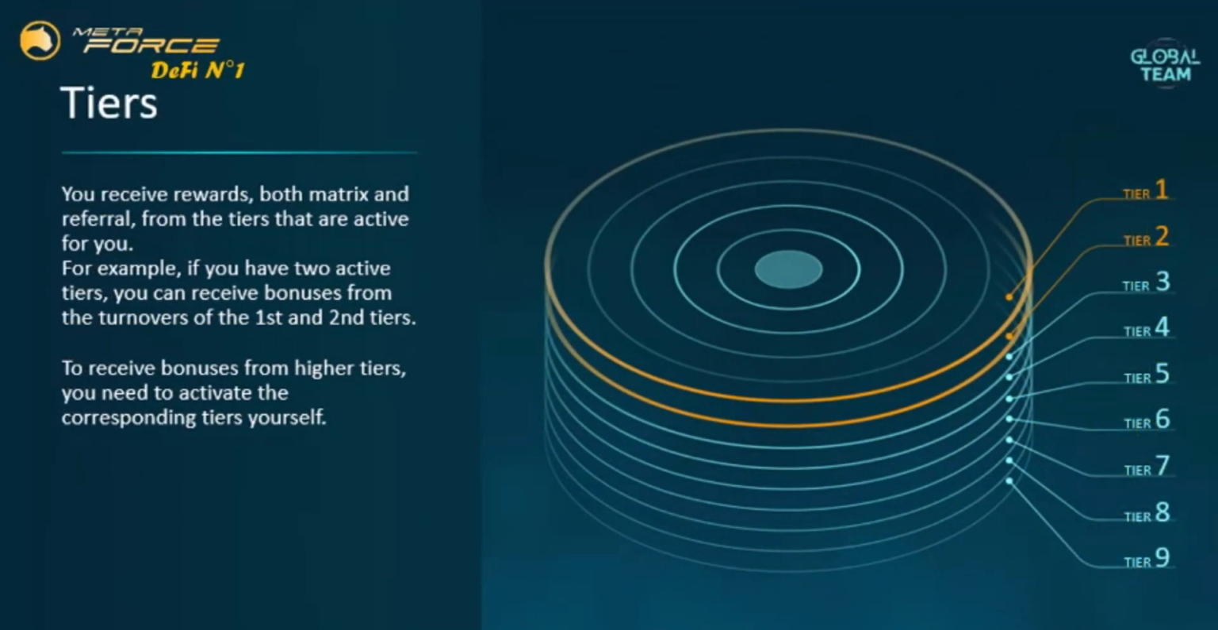Tier. You receive rewards, both matrix and referral, from the tiers that are active for you. For example, if you have 2 active tiers, you can receive bonuses from the turnovers of the first 2 tiers. To receive bonuses from higher tiers, you need to activate the corresponding tiers yourself.